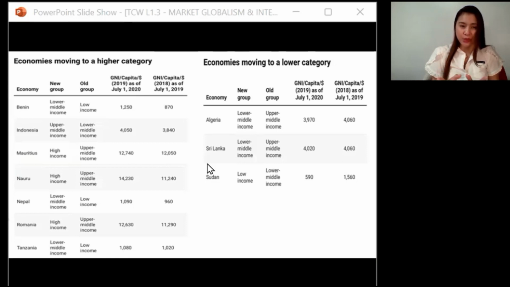Okay, so the national account revisions here have played a significant role in the upward revision for Benin, Nauru, Tanzania, and also for Sudan. The GNI series for 2009 to 2018 has been revised down to 840 US dollars from the previously published figure of 1,560 US dollars, and that is listed in this table. Algeria, Indonesia, Mauritius, Nepal, Sri Lanka, and Romania were very close to the respective thresholds last year, specifically pertaining to the year 2019.